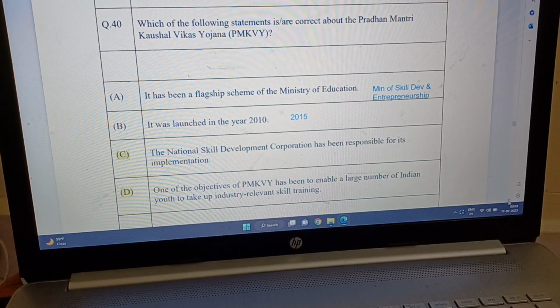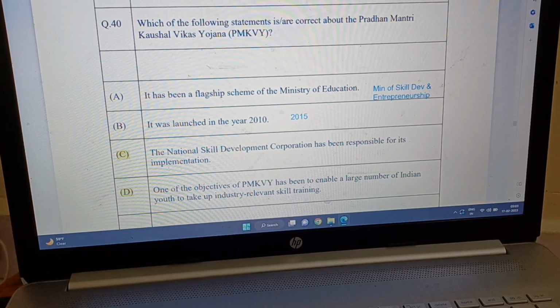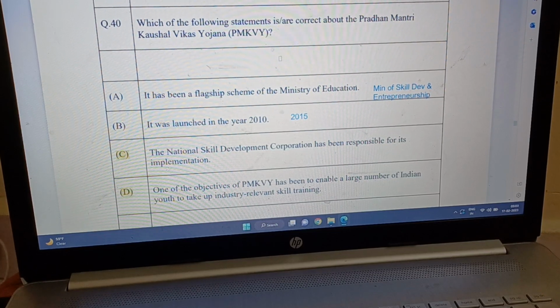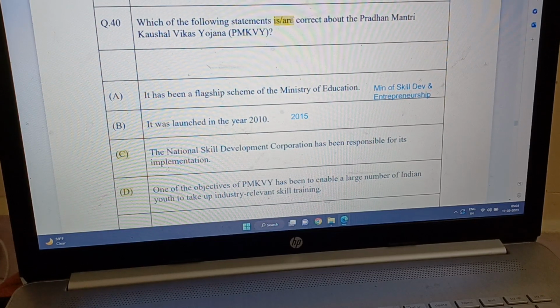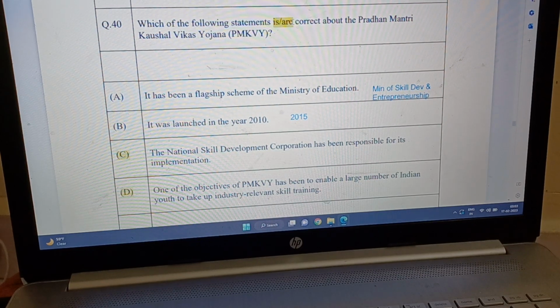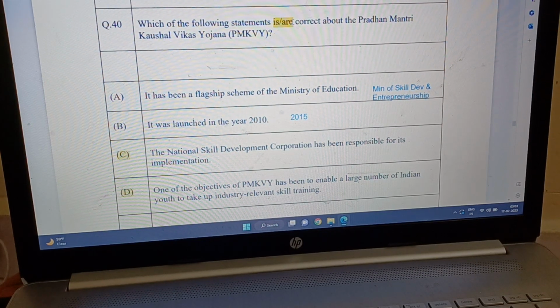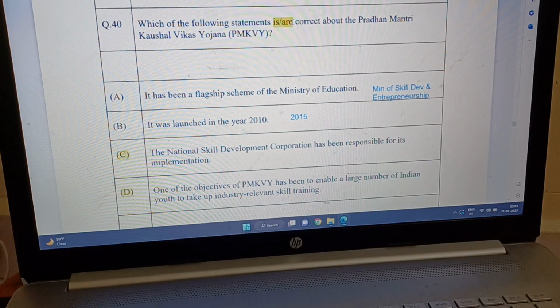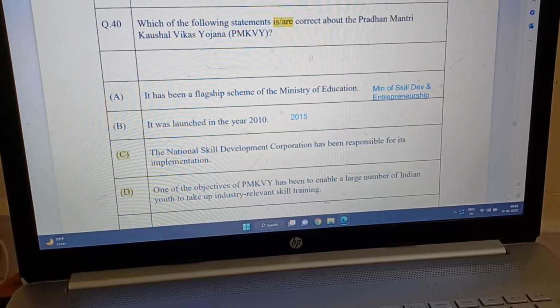Question number 40 is, which of the following statements are correct? Means there can be more than one statement correct. So let's see, which are correct about the Pradhan Mantri Kaushal Vikas Yojana. Very good. Our PM is doing a lot of good things. So it has been a flagship scheme of Ministry of Education. No, actually it is skill development. Education is education. Studying in schools, colleges. For skill development, a separate ministry has been formed, and it is the Ministry of Skill Development and Entrepreneurship. So A is not correct.